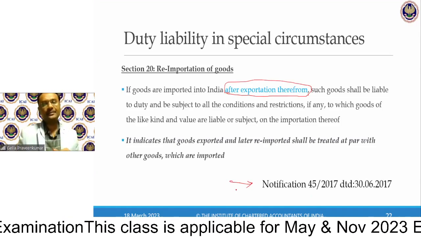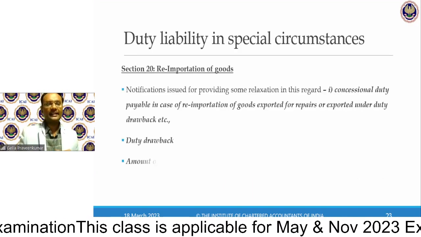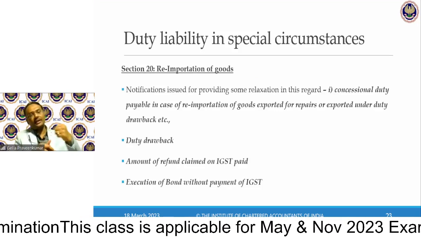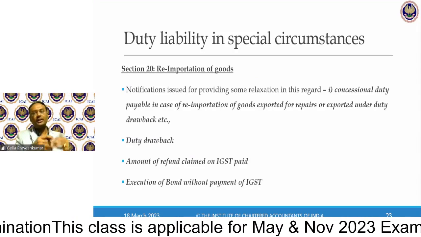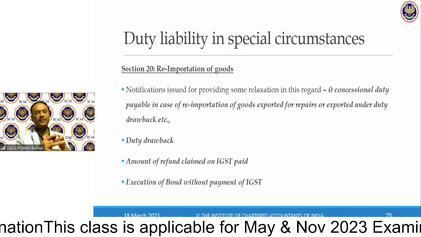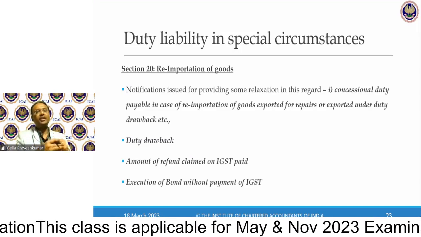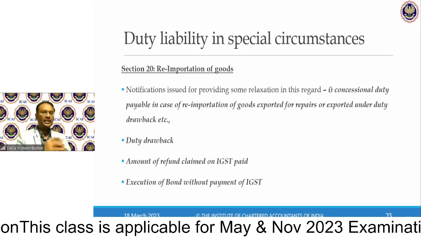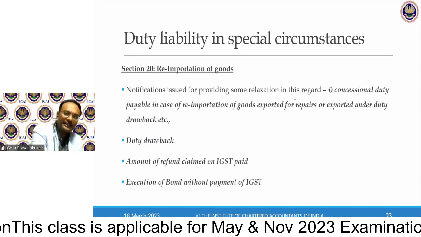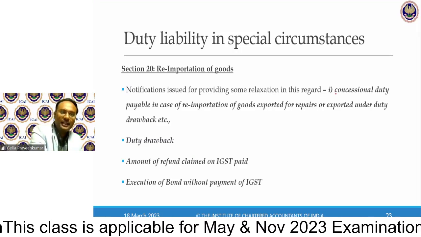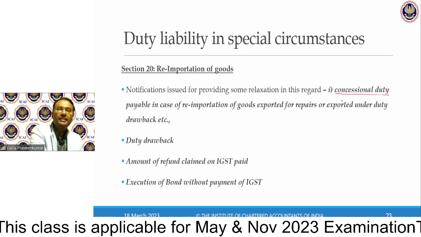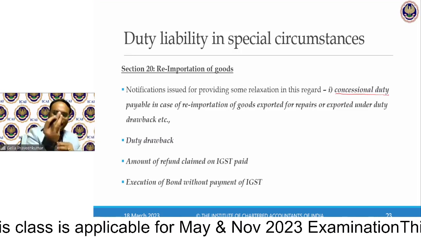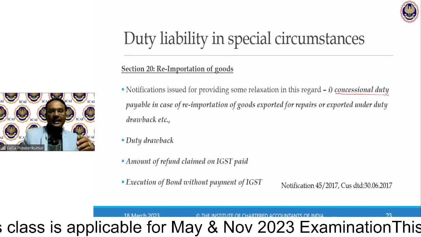So this notification comes as a rescue and says, in case you have exported the goods, how did you export it? You have exported under LUT or bond, or you have exported under duty drawback, or you have sought a refund of IGST paid at the time of exports, or any other case. Now, in these cases, I'm going to give you a mechanism called concessional duty. Concessional duty means don't pay the regular duty, pay the concessional duty. I'll ask you the basic amount. What is that basic amount?